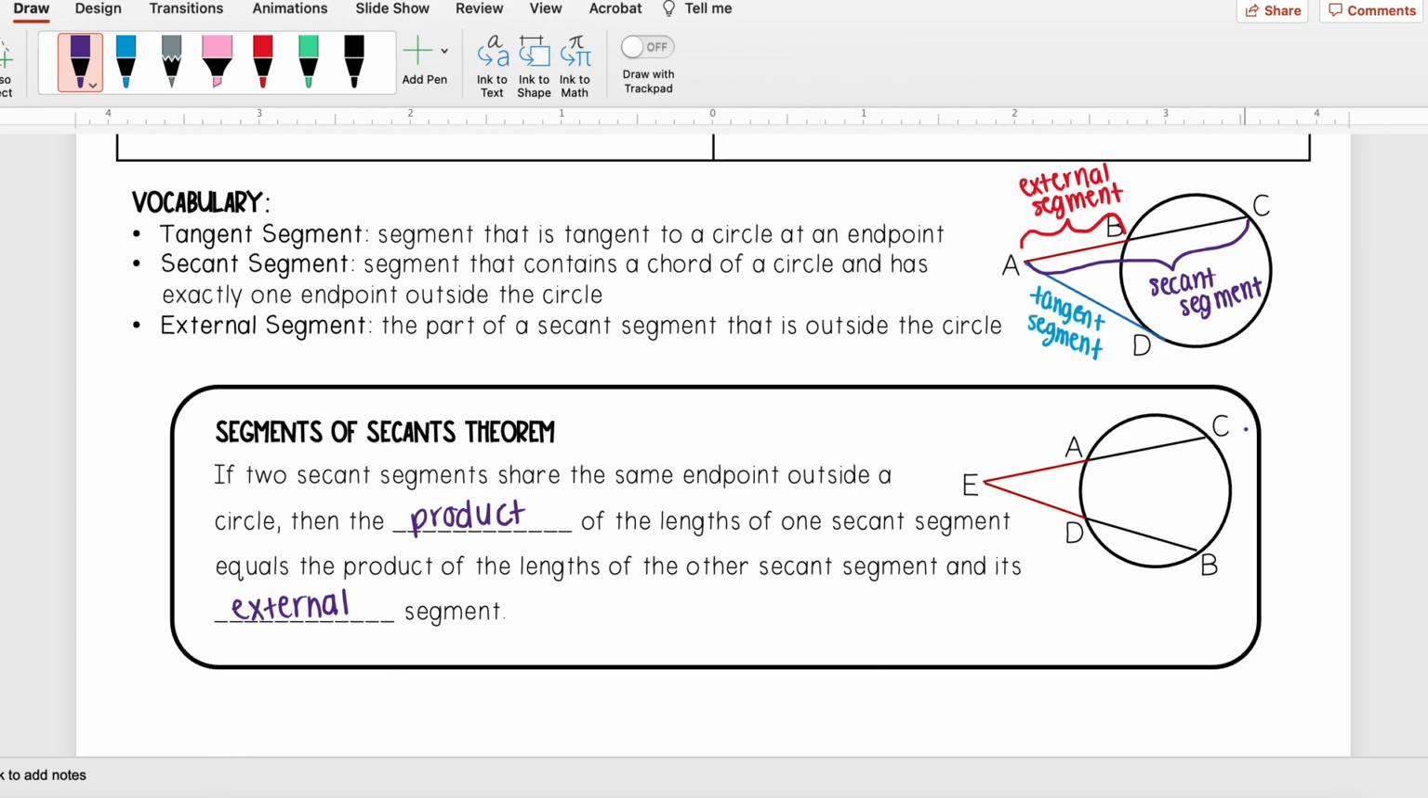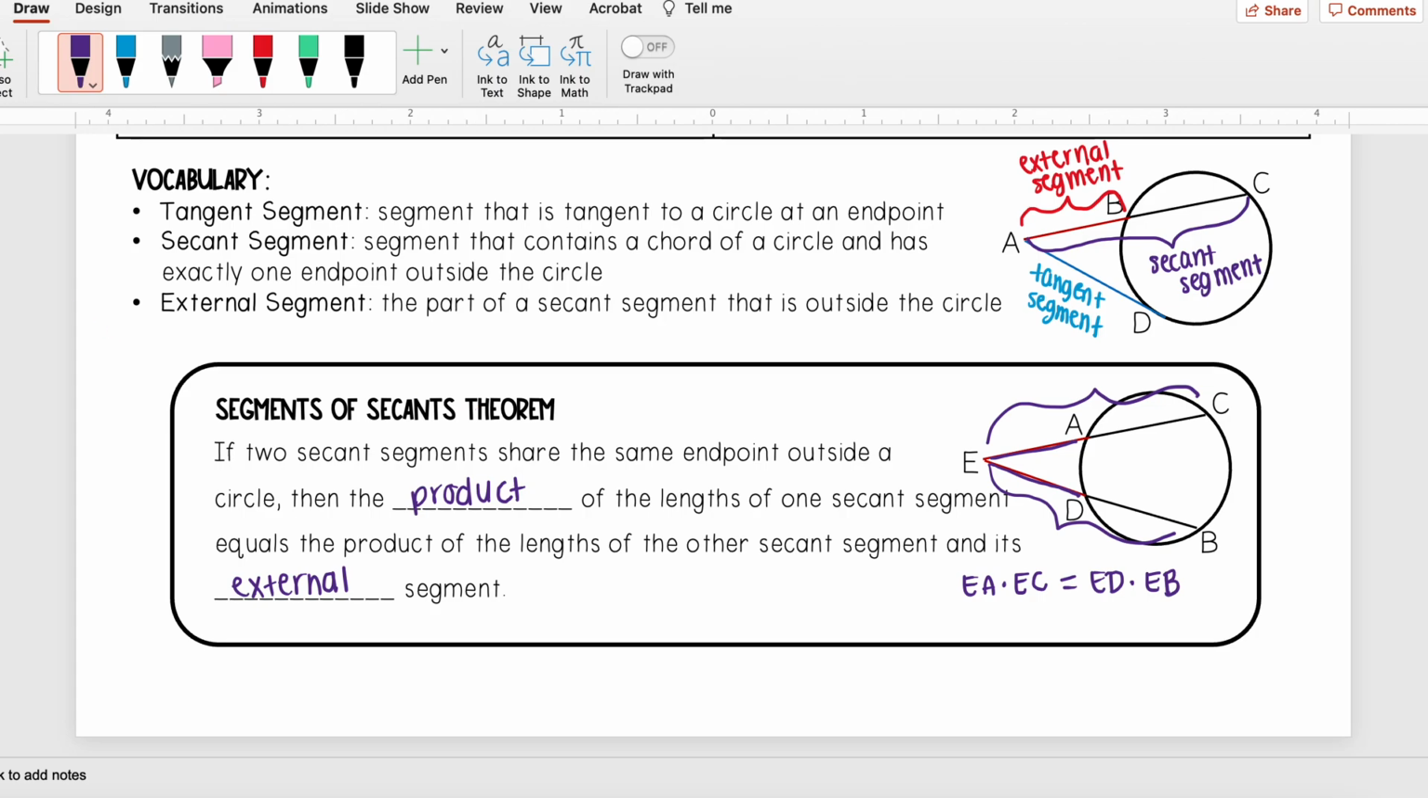So looking at our diagram right here, what this is really telling us is that my external segment times my secant segment, so for EC, that's going to be EA times the whole thing, EC. So I have EA times the whole segment EC is going to equal ED times my secant segment EB. So now let's go into some examples of applying this theorem.